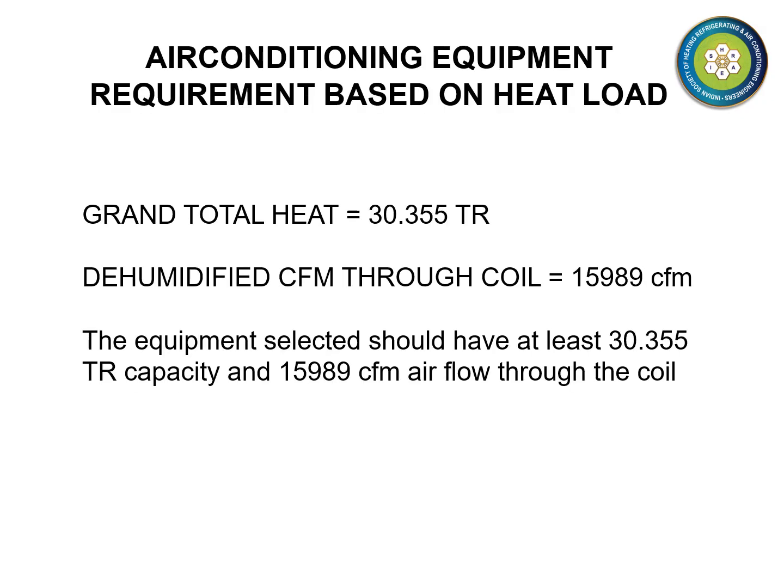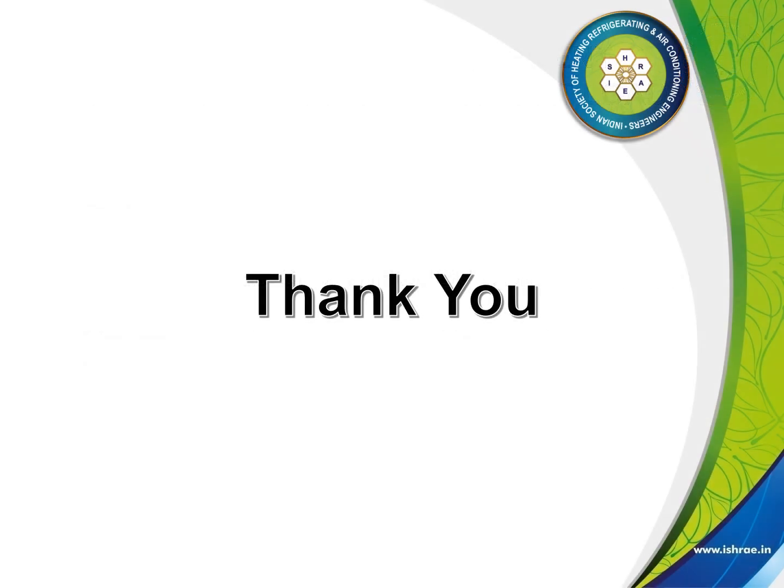In this lecture, we have estimated the grand total heat load, including that contributed by the fresh air. This worked out to 30.355 tons. We also worked out the dehumidified CFM through the coil to be 15989 CFM. In this lecture, we have shown how the various heat loads can be put together to arrive at the sizing of the AC plant, namely tonnage and dehumidified CFM.